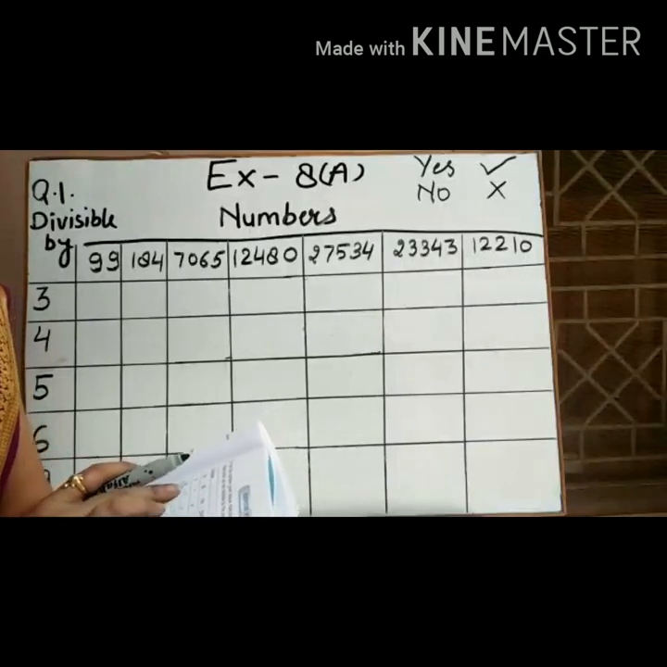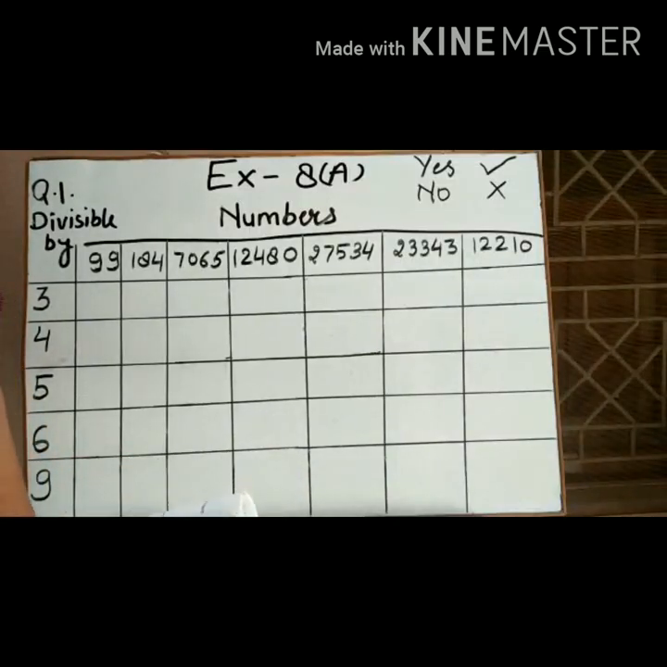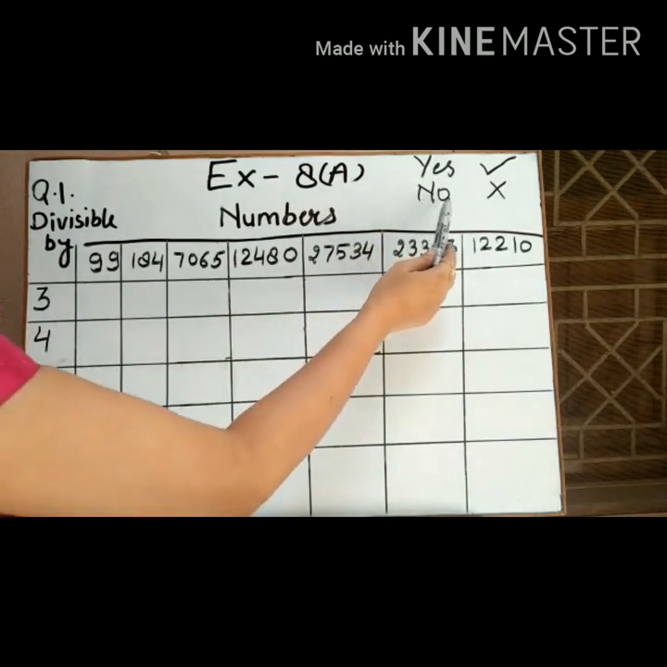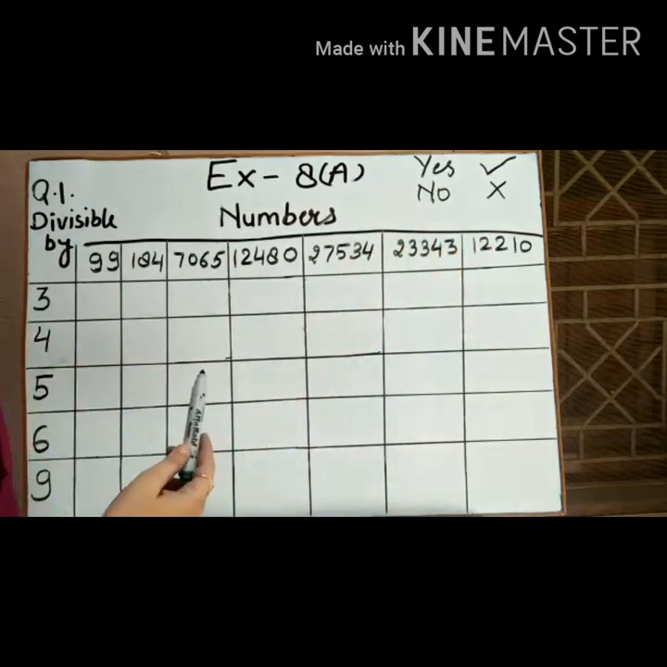Question number 1. From the numbers given below, mark the numbers which are divisible and also those which are not divisible by the numbers given on the left column. It means numbers are given here and we have to check which number is divisible by 3 and which is not. For yes, we will mark like this, and for no, we will mark like this.